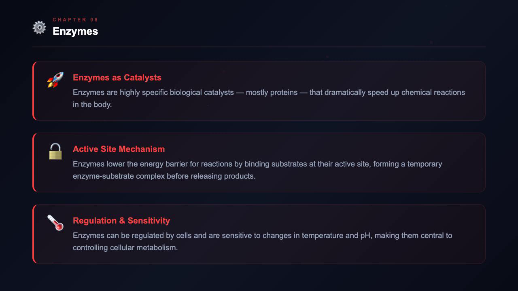The substrate is transformed, products are released, and the enzyme is ready to work again. Enzymes can be regulated by cells and respond to temperature and pH changes. They are vital for many chemical reactions in the body.